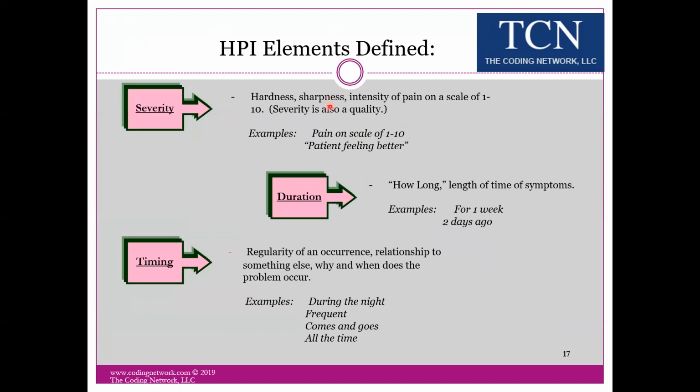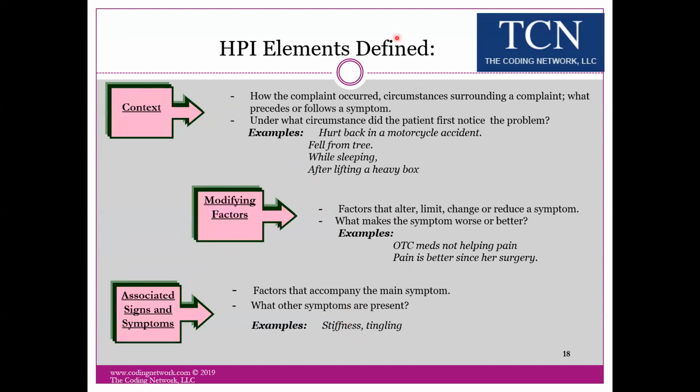For severity, it could be the pain scale, or it could be simply stated the patient is feeling better or they're not. Duration is how long the symptoms have occurred. The timing is the regularity of the occurrence. It could be stated as during the night, it's frequent, it comes and goes. Context would be how the complaint occurred, so any circumstances, hurt back in a motorcycle accident as an example. Any modifying factors, over-the-counter meds are helping or they're not helping, and then any associated signs and symptoms.